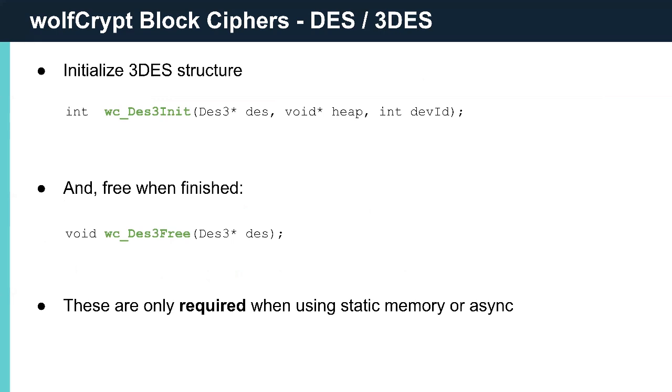We have an initialization function for DES3, DES3 init, and a free function, DES3 free. For triple DES, these are only required when you're using our static memory build or our asynchronous build. Otherwise, you can use them and they'll just essentially be a no-op internally.